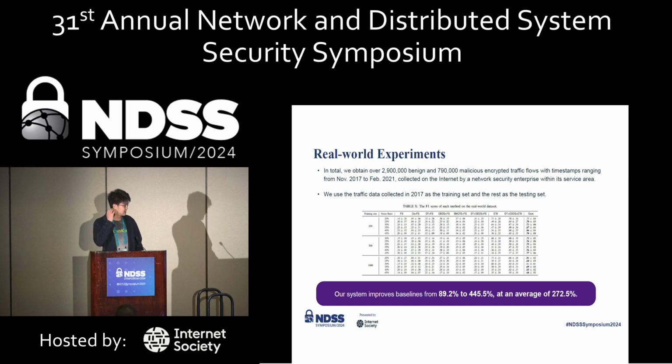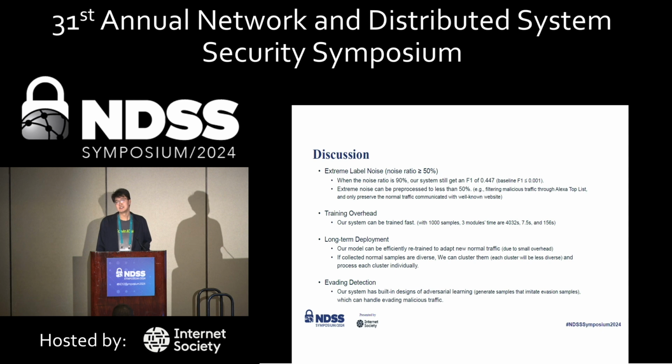The result shows that our system improved on the baseline from around 90% up to 445%, at an average of 272.5%. So here is our discussion about our work. First, when our system faces extreme label noise, it still gets a not so bad F1 score. And we also have some procedures to reduce extreme label noise of less than 50%.